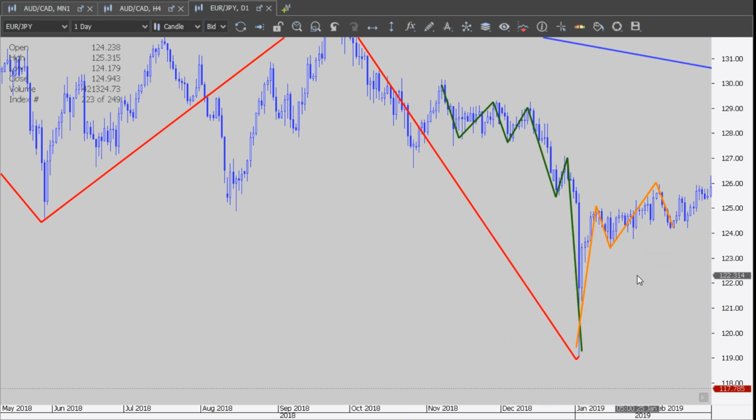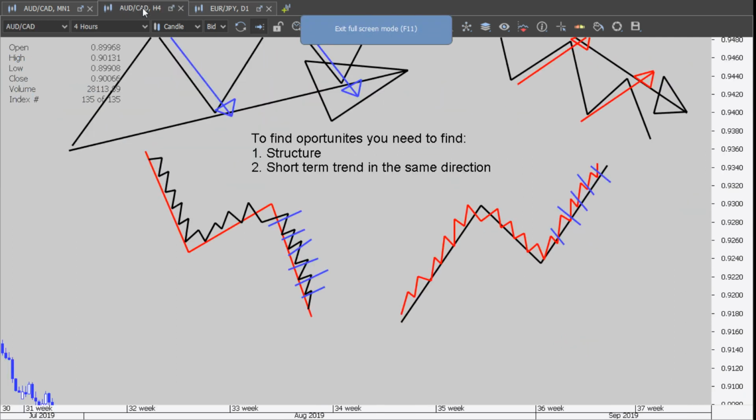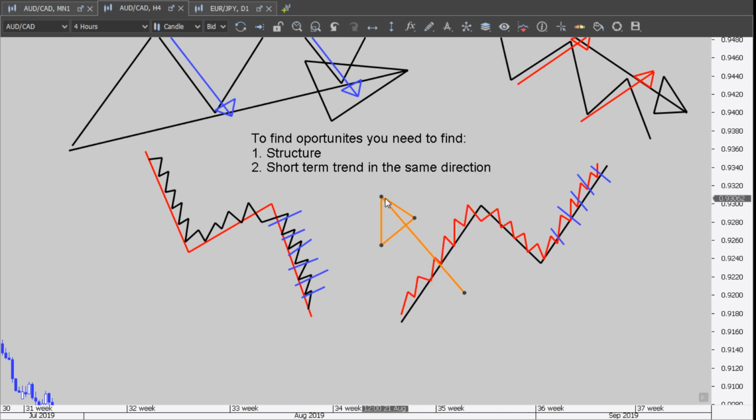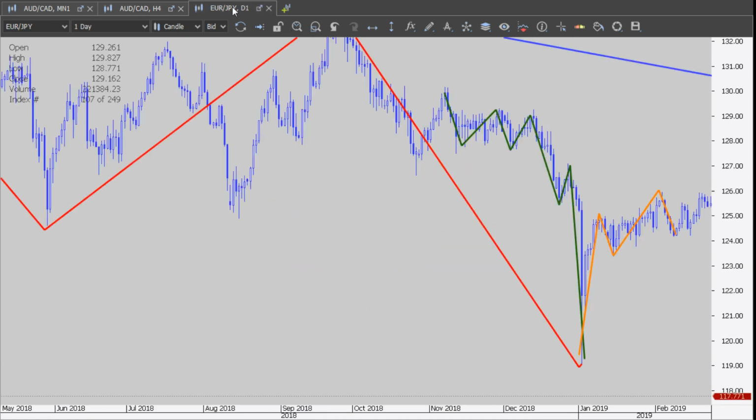Okay, so we are here, right? And we need to find trade. We want to make some pips, right? We want to buy our first bicycle with the money. So we want to find structure and the short-term trend in the same direction. Okay? Question: is the short-term trend going in the same direction as our structure?